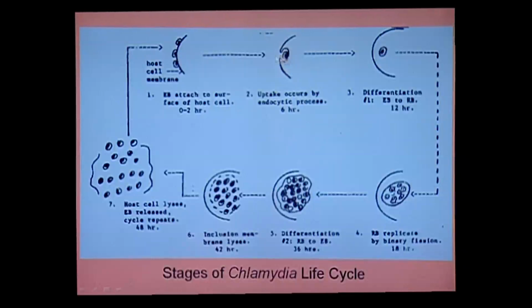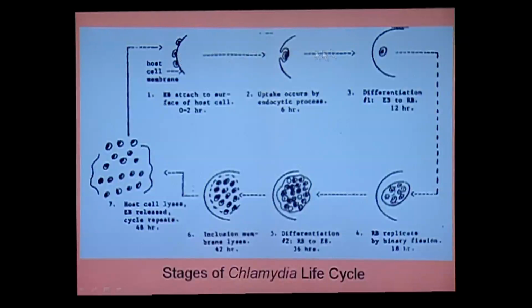You can see in this slide how a chlamydia will attach to the host cell membrane, following a specific receptor, and then gradually enter the host cell, and then finally this elementary body will be transformed to the reticulate body, which is causing infection.